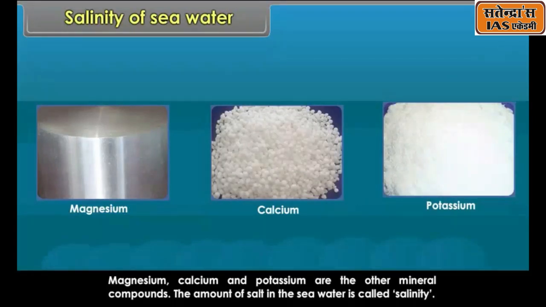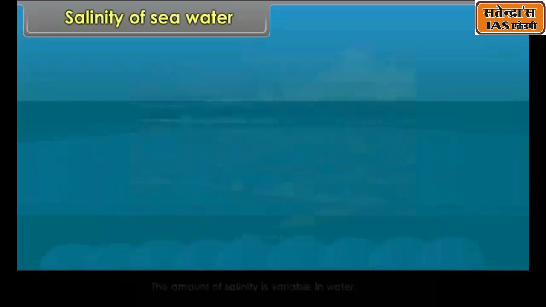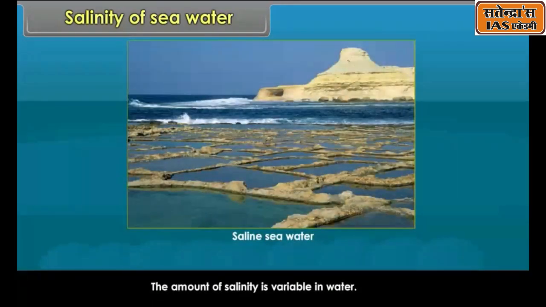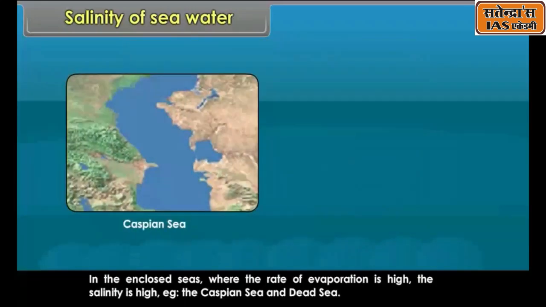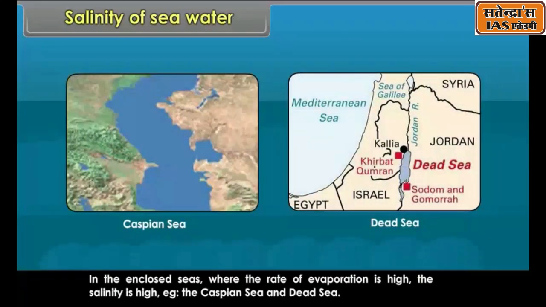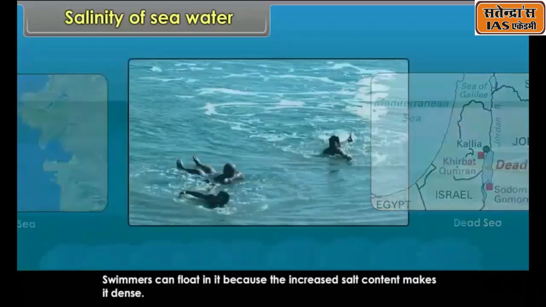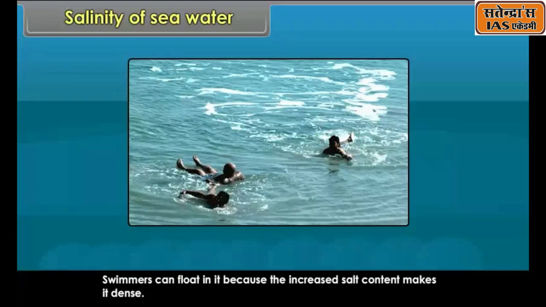The amount of salt in the sea water is called salinity. The amount of salinity is variable in water. In the enclosed seas, where the rate of evaporation is high, the salinity is high. Example, the Caspian Sea and the Dead Sea. Swimmers can float in it because the increased salt content makes it dense.